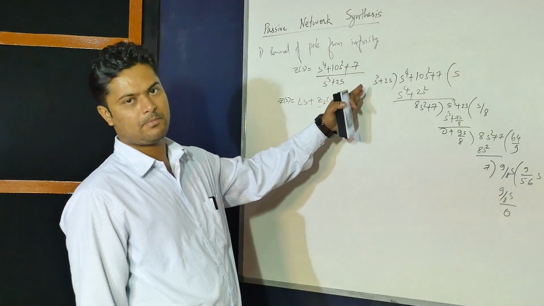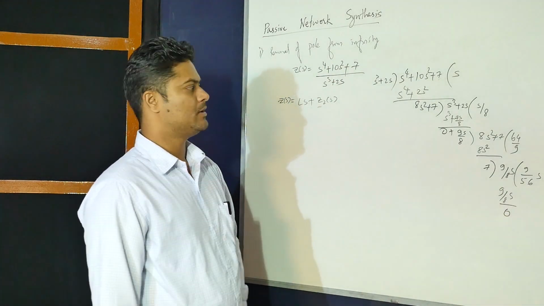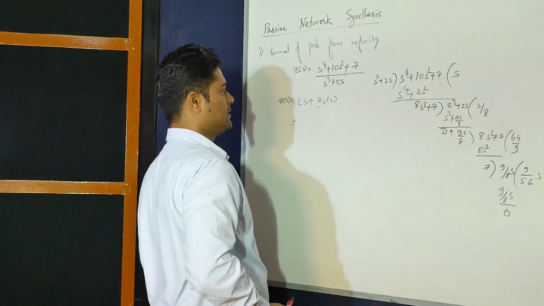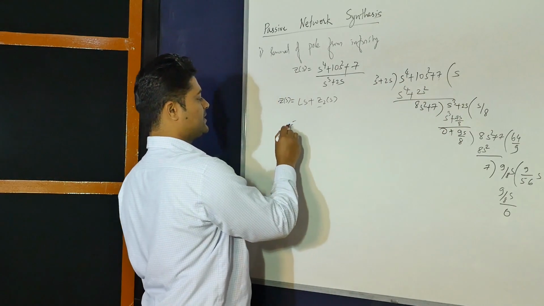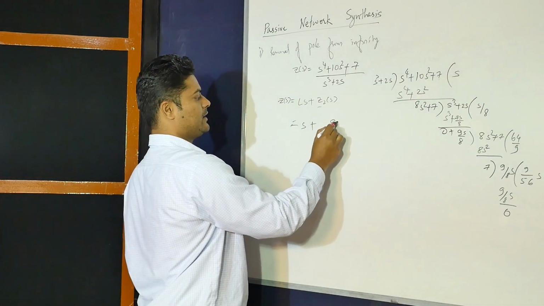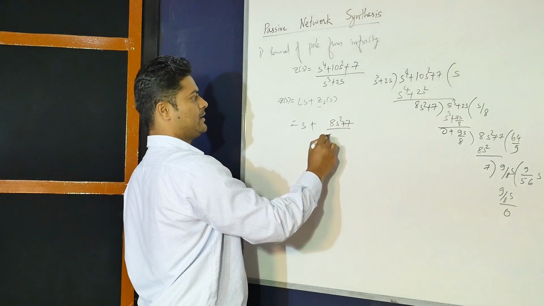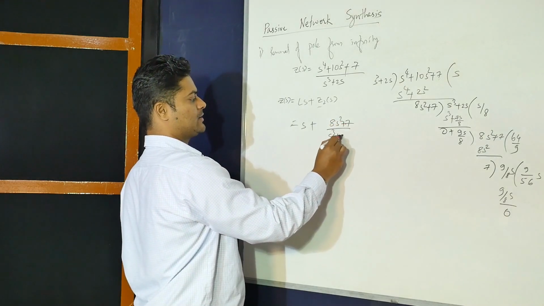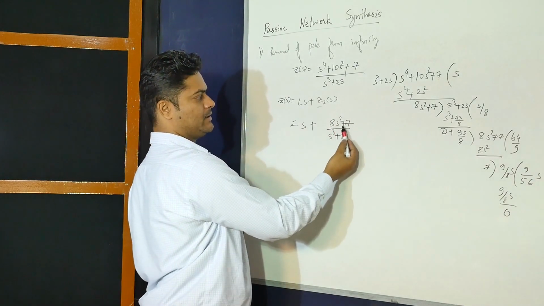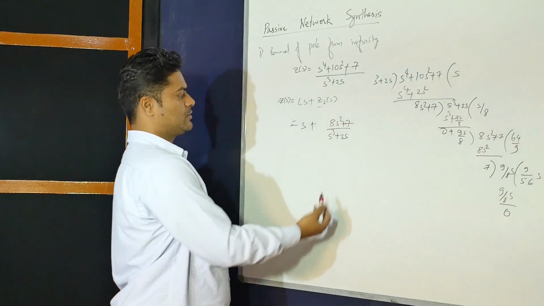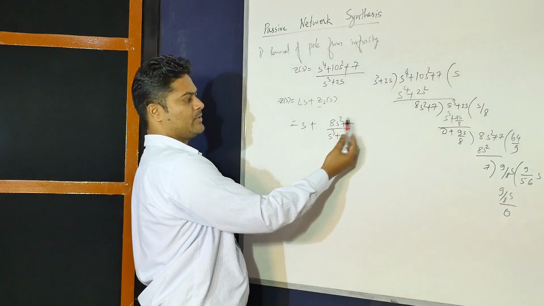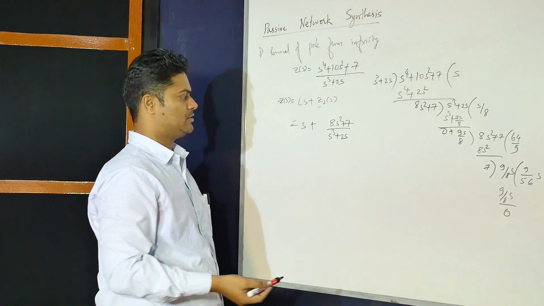So this way we can do a continued fraction expansion. The first term is obviously L into S, which is nothing but straight away S. Then we will have the next term, Z of S, which is (8s square plus 7) divided by (s cube plus 2s). The denominator has 1 degree greater than that of the numerator, so we went further on continued fraction expansion.